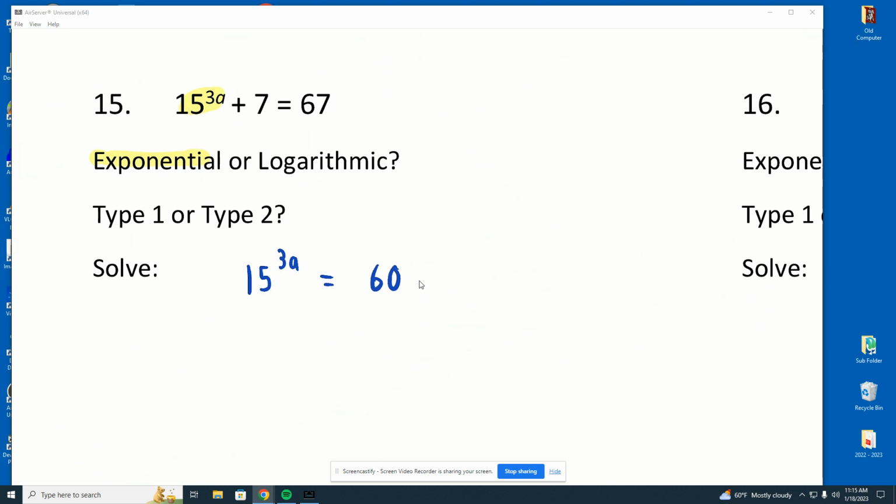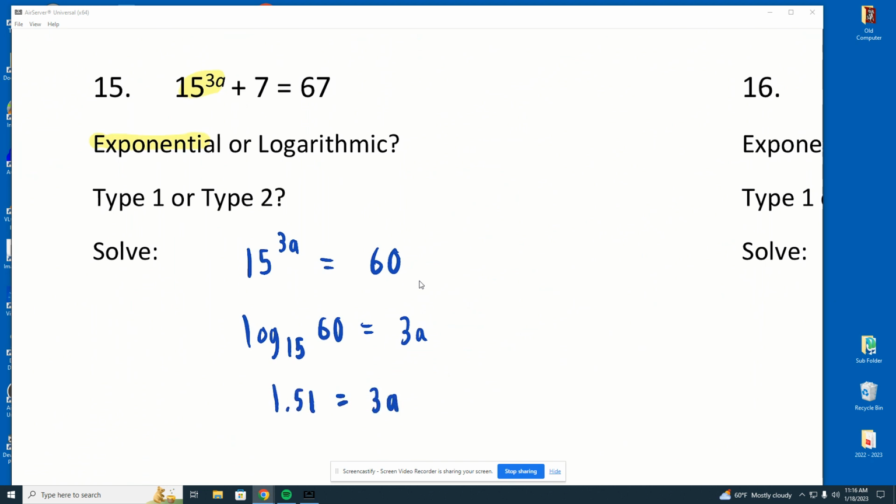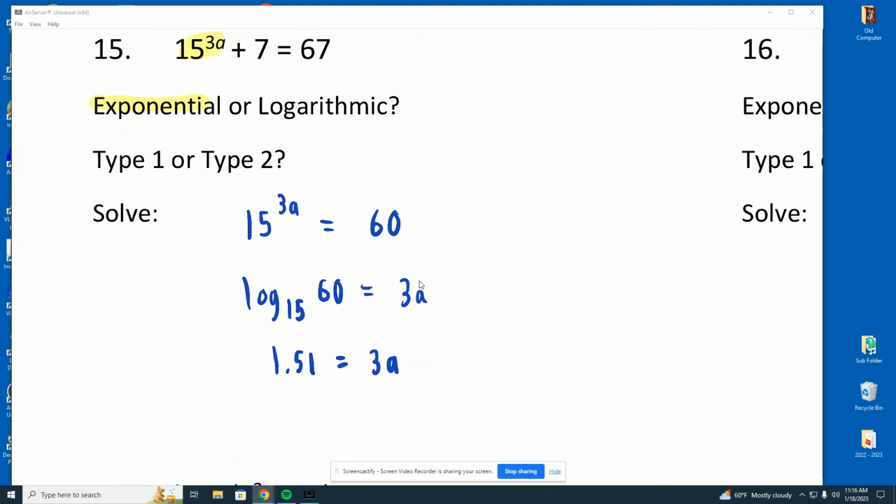The point is, I've got to rewrite this as a logarithm. So the base of my exponent, 15, becomes the base of my log. Then we do the loop. Log base 15 of 60 equals 3a. Alpha, window, number 5. Log base 15 of 60 gives me 1.51 is what I got. Last step, divide that by 3, and I got 0.5.